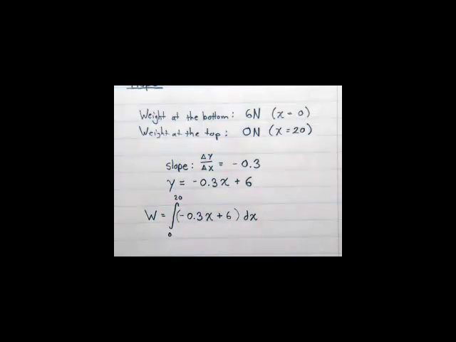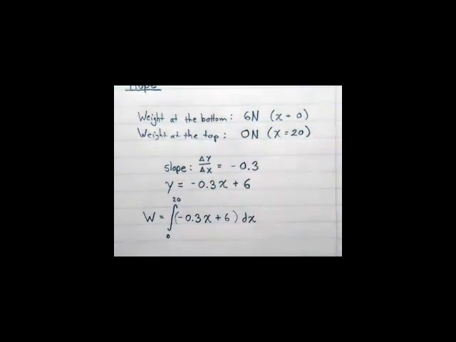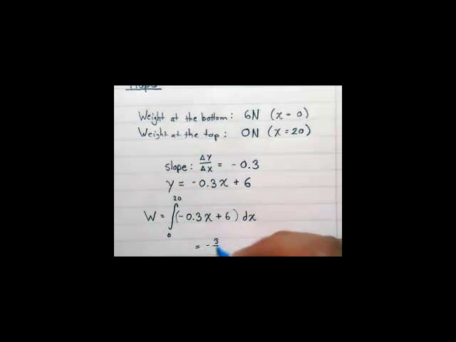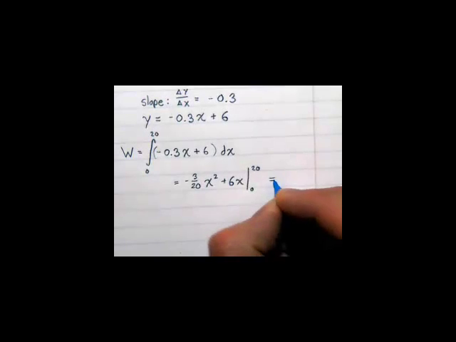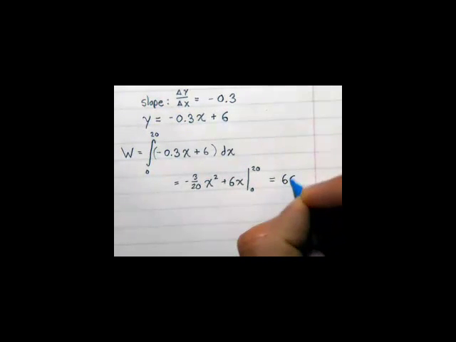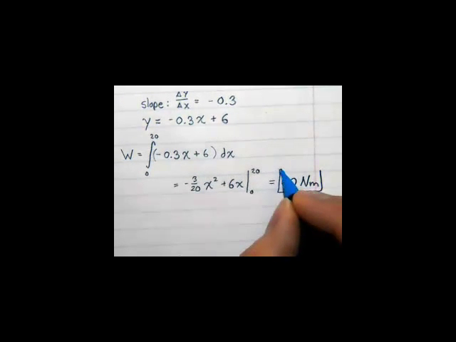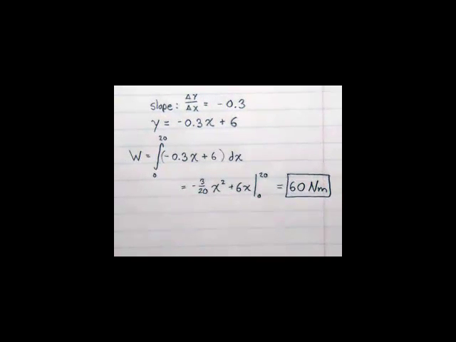So, okay. You can do this by hand if you want to. That's fine. I think we end up with, what is this? Negative 3 over 20 x squared plus 6x. Taking that from 0 to 20. And that comes out to 60. All right. Like I said, you can do it all by hand if you want to, but not a big deal if you do it with a calculator. But it should be 60.